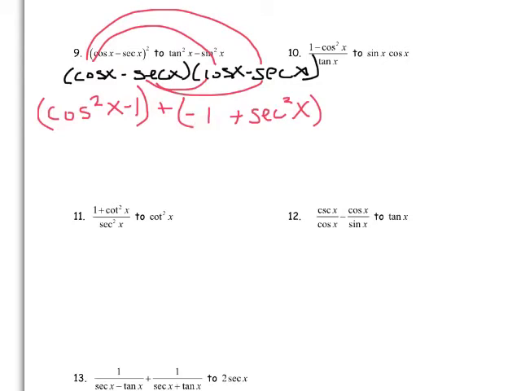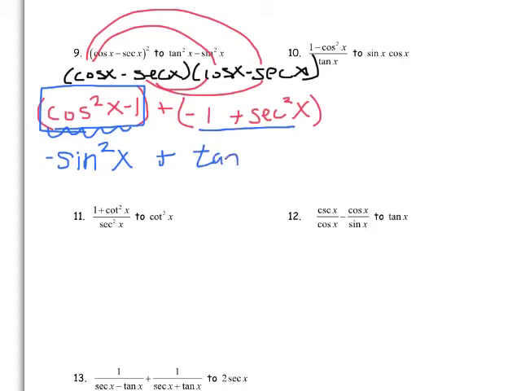All right, now if you look at your formula chart, there is something that looks pretty close to cosine squared minus 1, and that is 1 minus cosine squared. But that's not the same thing. You need to figure out how to make sense of this, but this makes negative sine squared. This is tangent squared, which is on your formula chart.